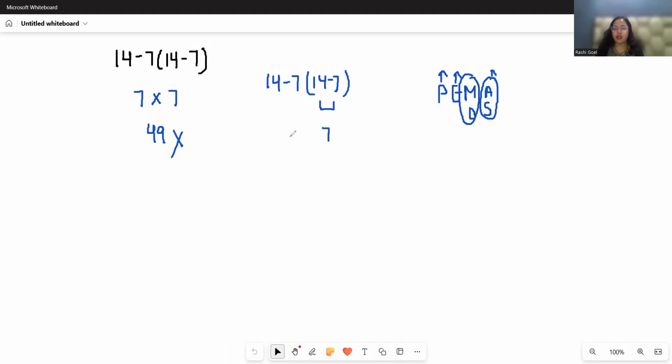14 minus 7 is 7. Now write the left terms. 14 minus 7. When you remove the bracket and there is no symbol, just simply put the multiplication sign. Now we have two operations left, that is subtraction and multiplication.